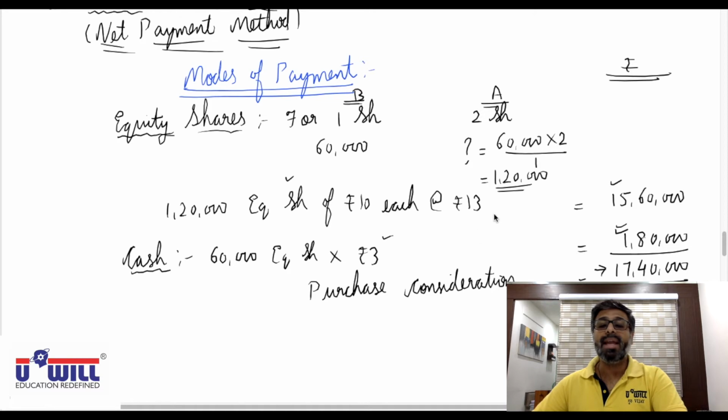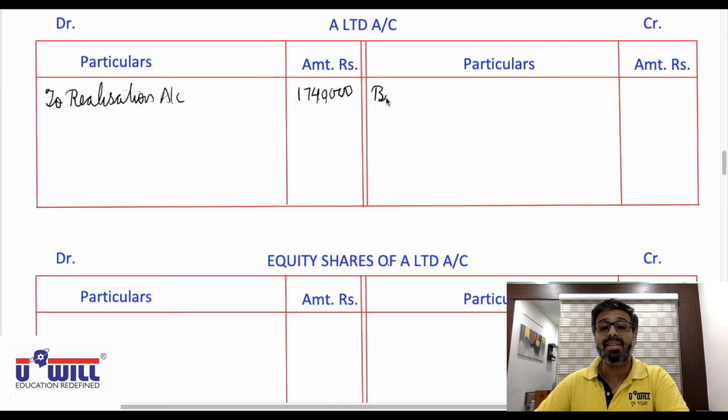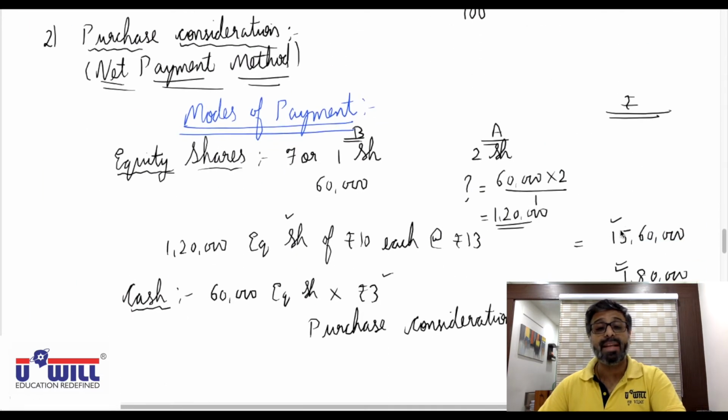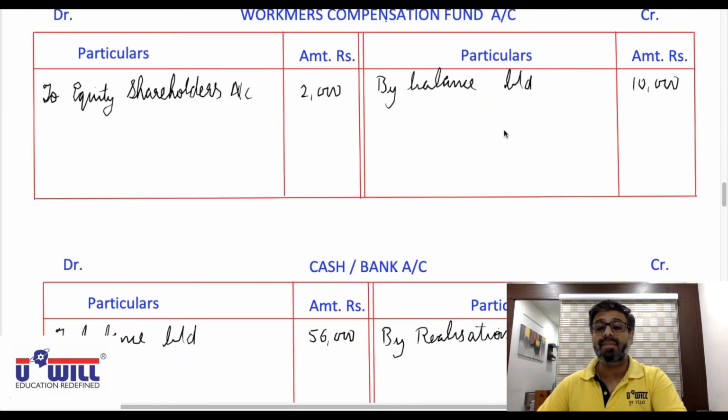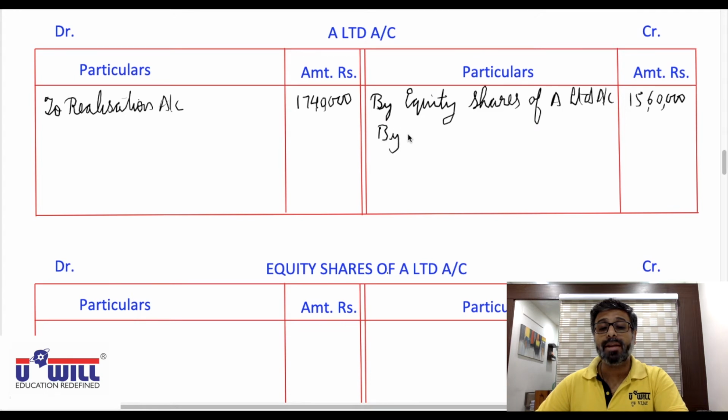17,40,000. To A limited account, so in A limited account on the credit side, first you write down what all we have received. How is this 17,40,000 settled? By equity shares of A limited account 15,60,000. By equity shares of A limited account we have received 15,60,000. Cash and bank we have received 1,80,000. So in A limited credit side by cash and bank account 1,80,000.